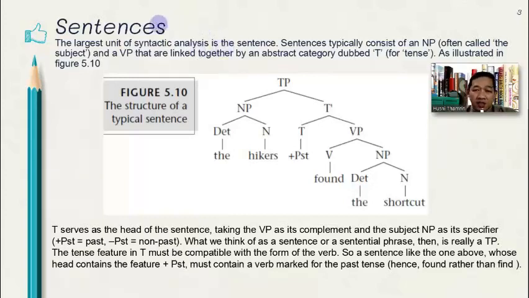Sentences typically consist of a noun phrase, often called the subject, and a verb phrase or VP, that are linked together by an abstract category, T, which stands for tense. We are going to see this illustrated by Figure 5.10, the structure of a typical sentence.